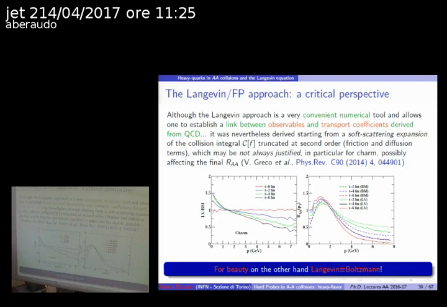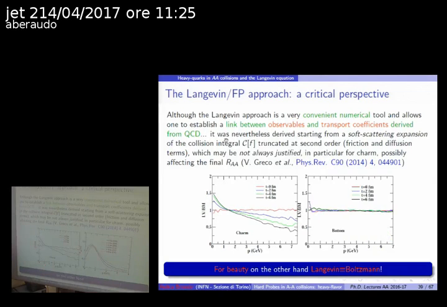So what they did, for instance, is to compare the ratio of the spectra in the Langevin with respect to the Boltzmann equation, and you see that clearly, depending on the temperature of the medium, if the temperature is large enough so that momentum exchanges are not so small compared to the charm mass, you can have deviations with respect to the Boltzmann equation. And on the other hand, for the bottom, you see that the two approaches are perfectly equivalent.